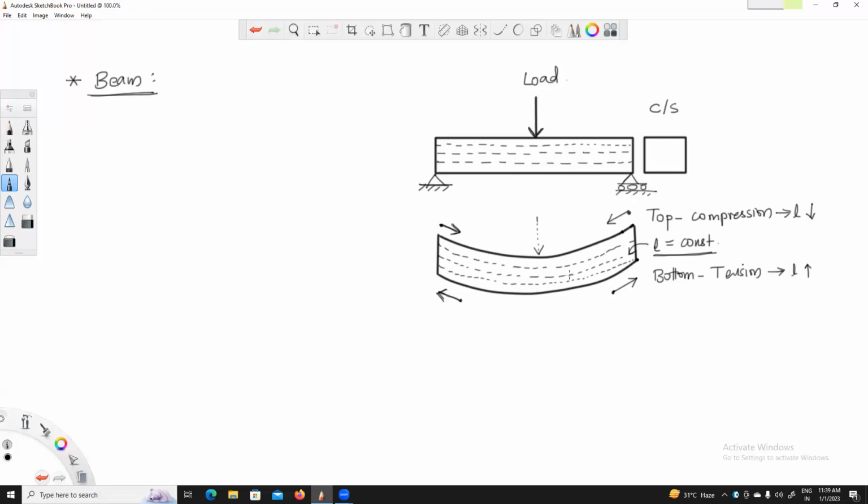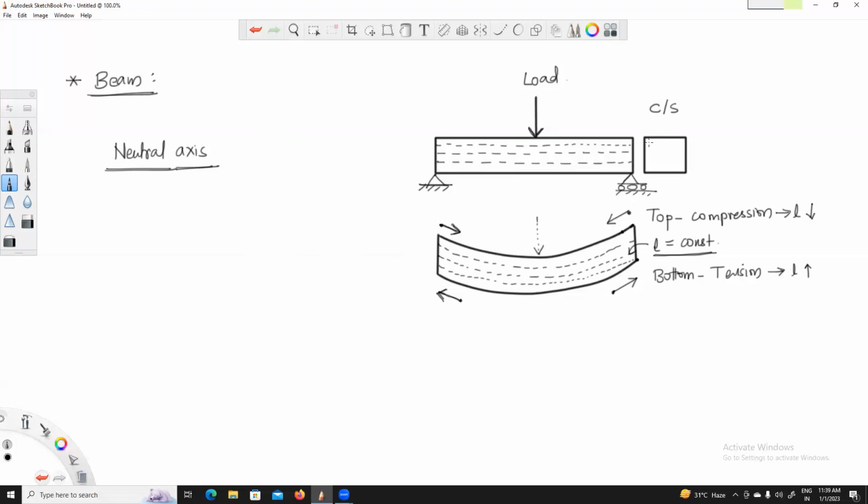So what it means actually, its length is going to be constant. Its length is going to remain constant. It is not going to stretch or compress at all. Such a fiber is called a neutral fiber, or the line along which this fiber occurs is generally known as the neutral axis. So this is called the neutral axis.